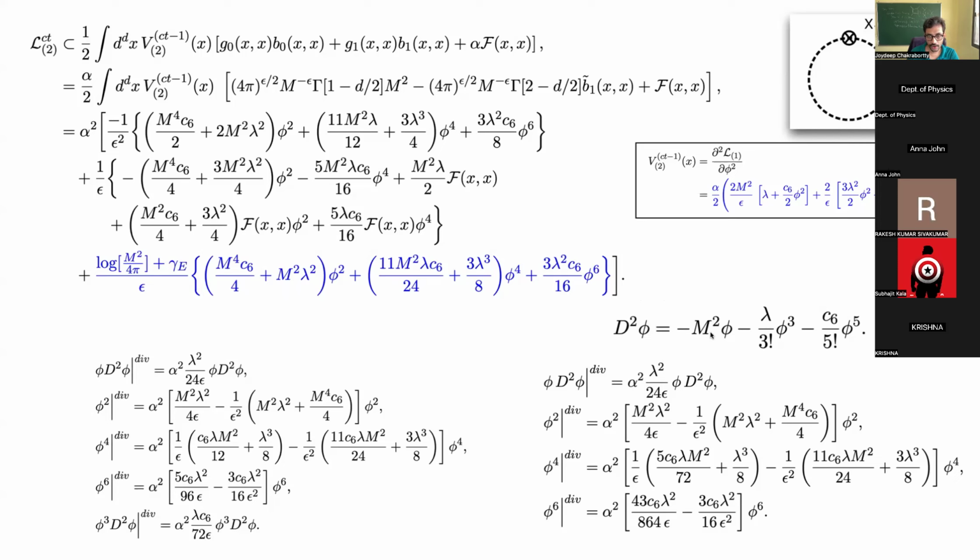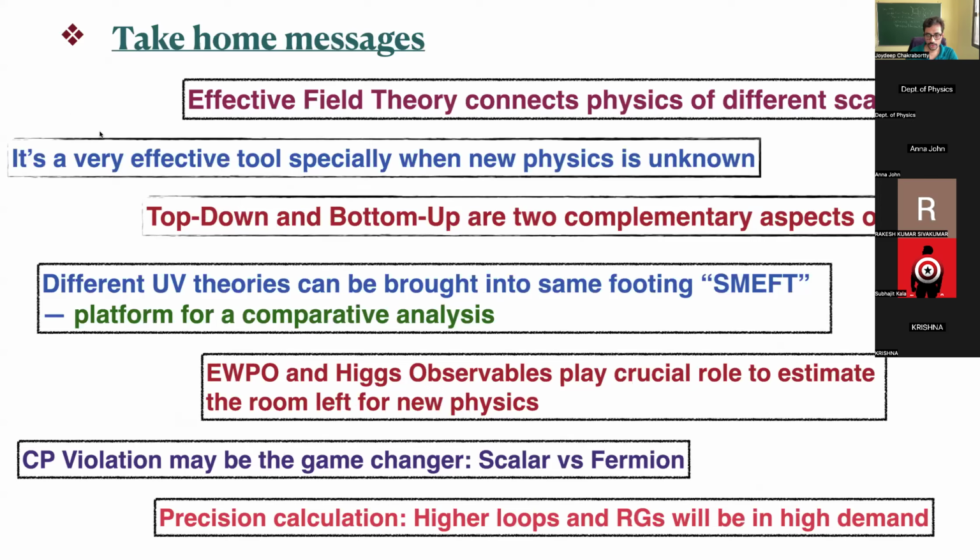So now we are in the last slide, where we have the take-home messages. Effective field theory connects the physics of different scales. It is a very effective tool, especially when new physics is unknown. And we have learned about the top-down and bottom-up approaches, and these are two complementary aspects of effective field theory.